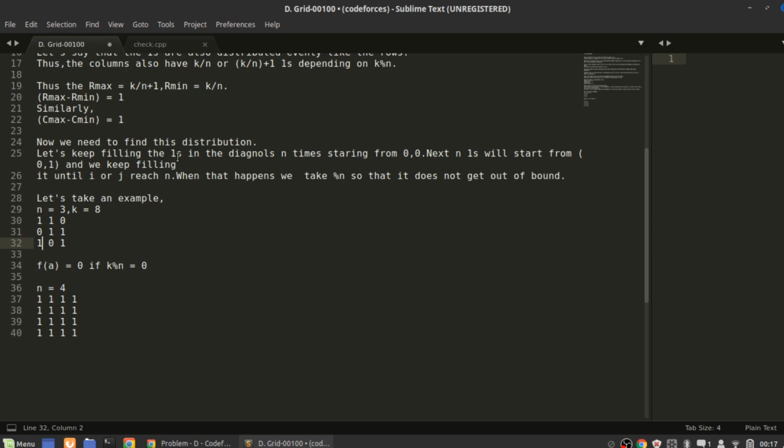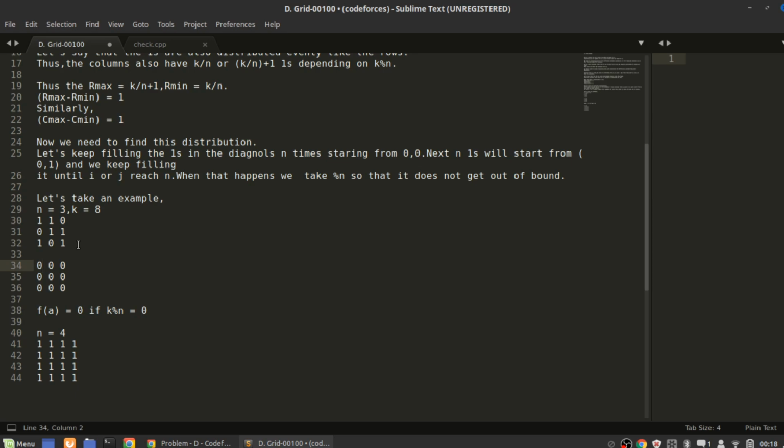Thus we keep filling the ones in the diagonals n times starting from 0, 0, and after n times we start from the next column. So if we were at 0, 0 and went diagonally n times, then we start at 0, 1, then 0, 2 and so on, and every time our i or j reaches n, we take modulo n so it does not go outside the array. So what is so special about this algorithm? I will write this again. Now observe that after we put each one, max R and min R will differ by at most 1.